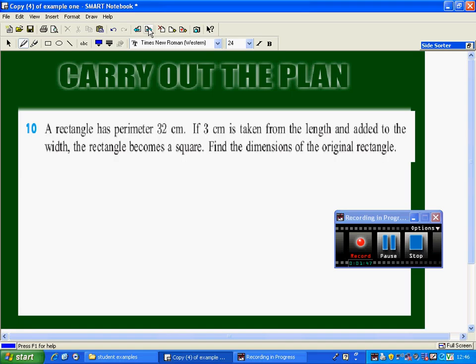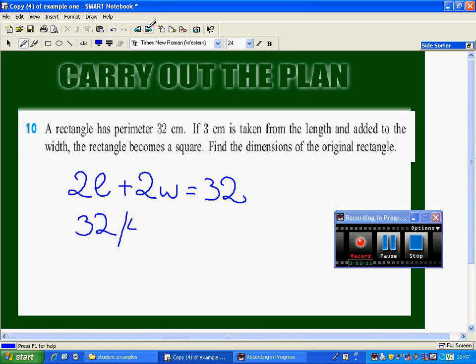To carry out the plan, we have to solve our equations, which will of course be 12 plus 2w equals 32. 32 divided by 4 equals 8. Now we know that all the four sides of the square are equal to 8.